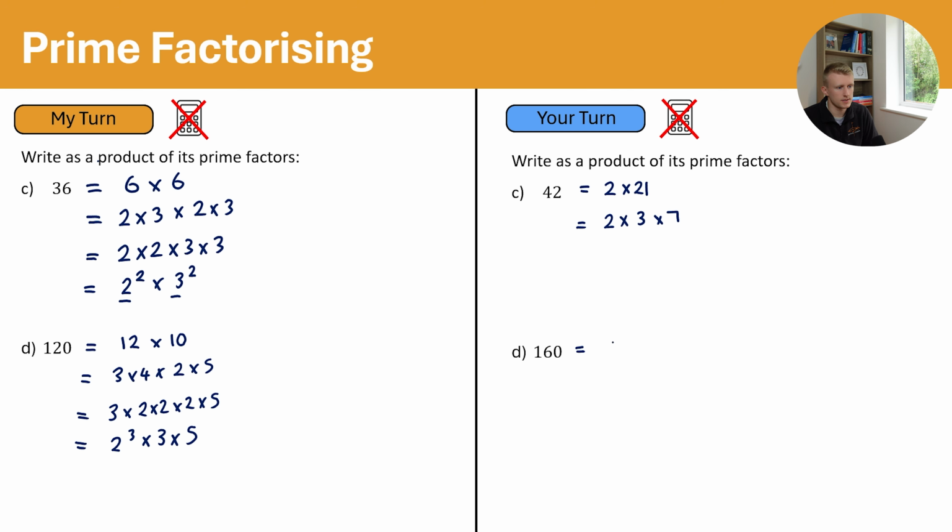160 I can write as 16 multiplied by 10. And I'm going to use the fact that I know that 16 is 2 to the power of 4 to make this a little bit quicker. So 16 is 2 to the power of 4, and 2 is a prime number, so that's okay. And then I'm going to multiply it by 10, which I can write as 2 multiplied by 5. 2 to the power of 4 multiplied by 2 is 2 to the power of 5 multiplied by 5.